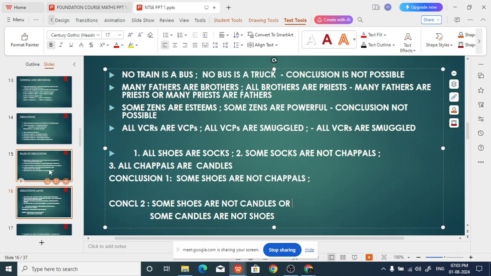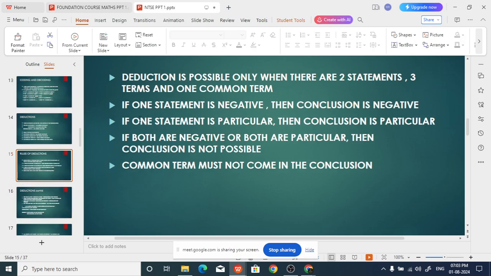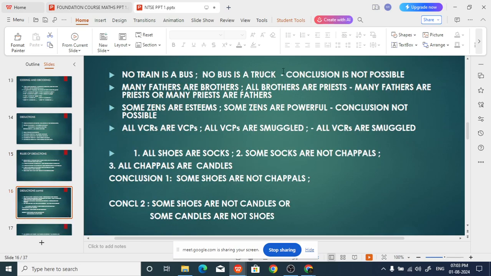Our rule says, the fourth rule, if both are negative or both are particular, then the conclusion is not possible. Here both are negative, so the conclusion is not possible. In this case, the conclusion is not possible.